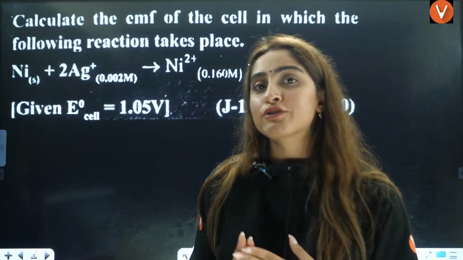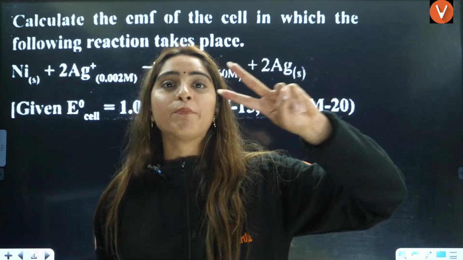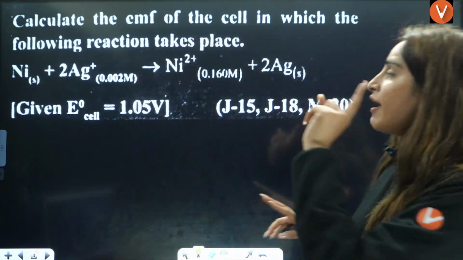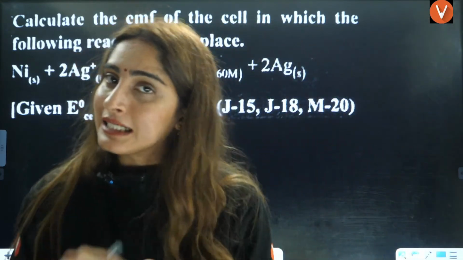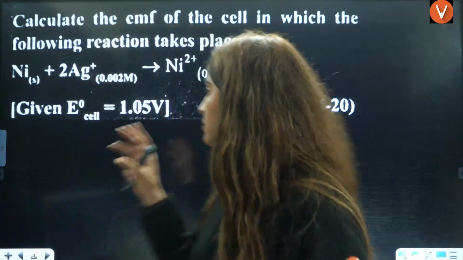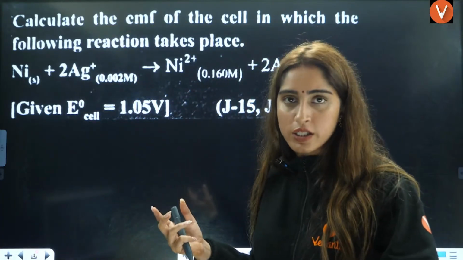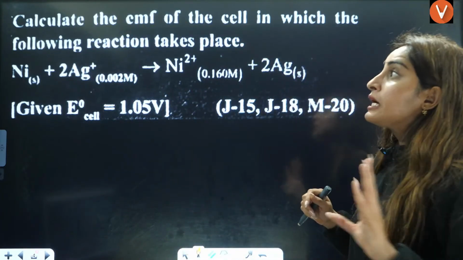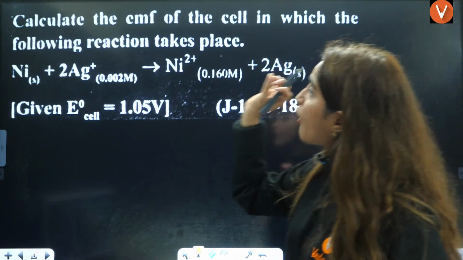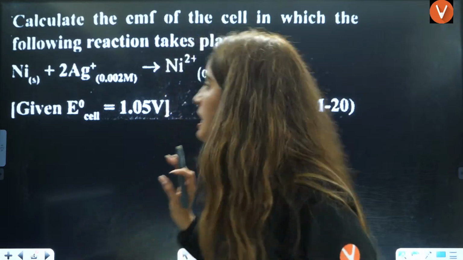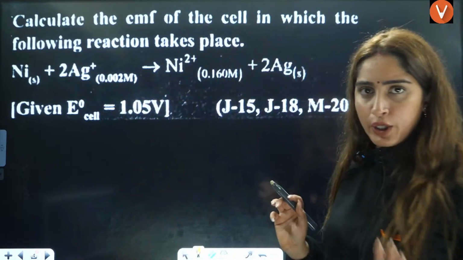Now, from electrochemistry, two major important numericals. The first numerical is directly based on the Nernst equation. Directly apply the Nernst equation, and now I'll tell you how to apply it, right? The question given to us is: calculate the EMF of the cell in which the following reaction takes place, right? So, this reaction is given to us.